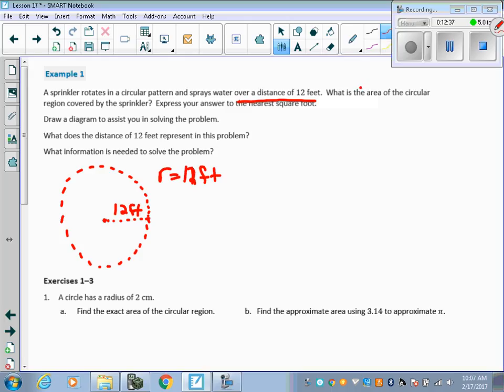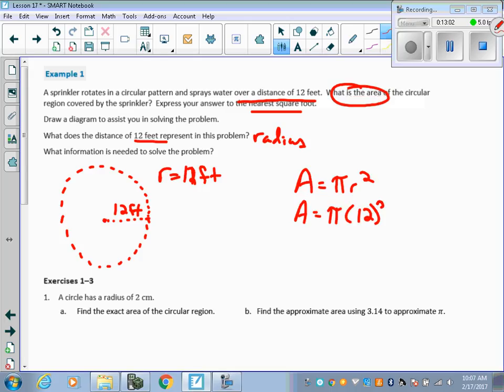So it says, what is the area of the circular region covered by the sprinkler? And it says, find it to the nearest square foot. Okay, well, the distance of the 12 feet represents the radius. And what information is needed? We need to know area equals pi times radius squared, the area formula. So area equals pi times 12 squared. Now it's 12 feet, but we'll put that in at the end.